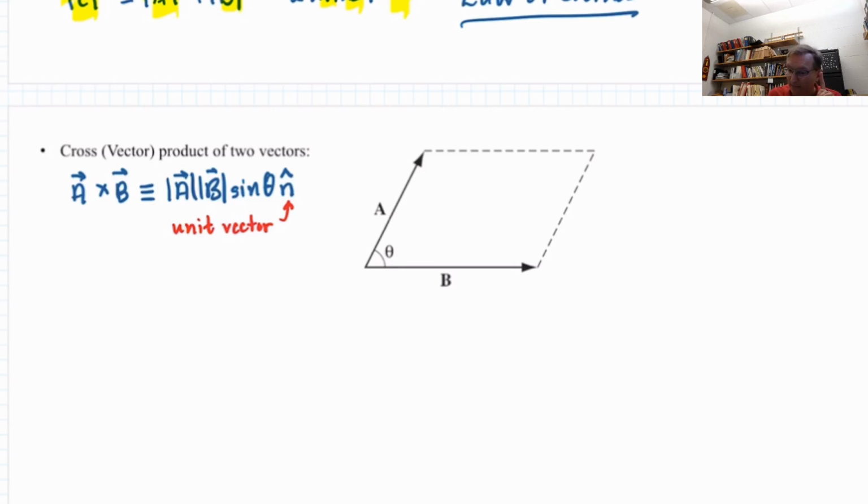But wait a minute. If the plane of A and B is the screen as we see it, there are two directions that are perpendicular to the screen. Out of the screen and towards us, or out of the screen and away from us.